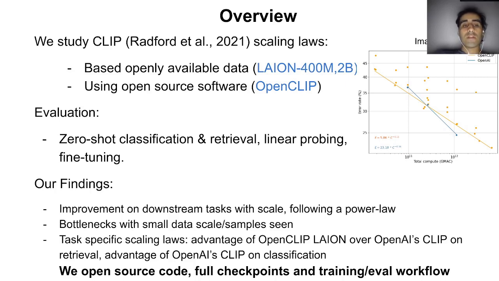In terms of findings, we identify a power law relationship between total compute and performance on downstream tasks, which allows us to predict model performance on larger scales. We identify bottlenecks when we restrict, for instance, data scale or samples seen. We also identify what we call task-specific scaling laws, where we see an advantage of OpenCLIP LAION models on retrieval over OpenAI's CLIP models, whereas OpenAI's CLIP models in general have an advantage on classification tasks.